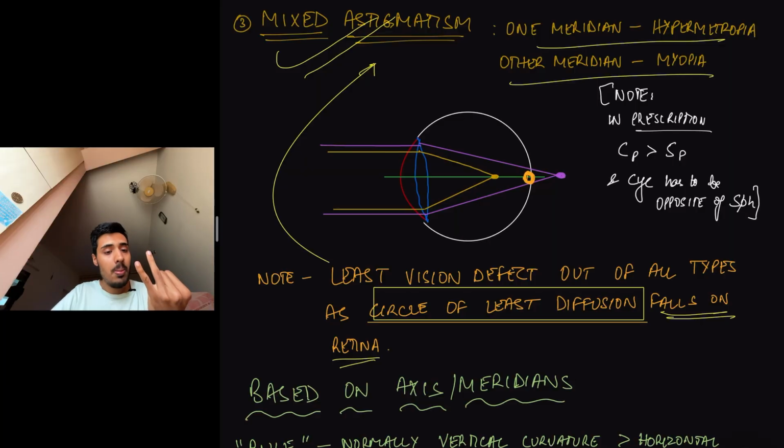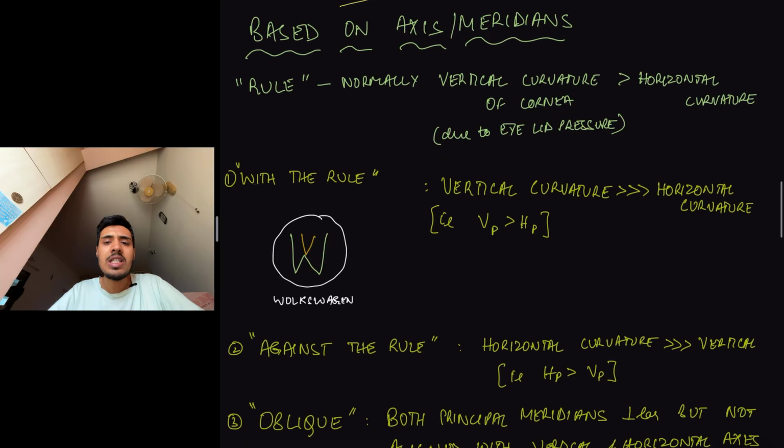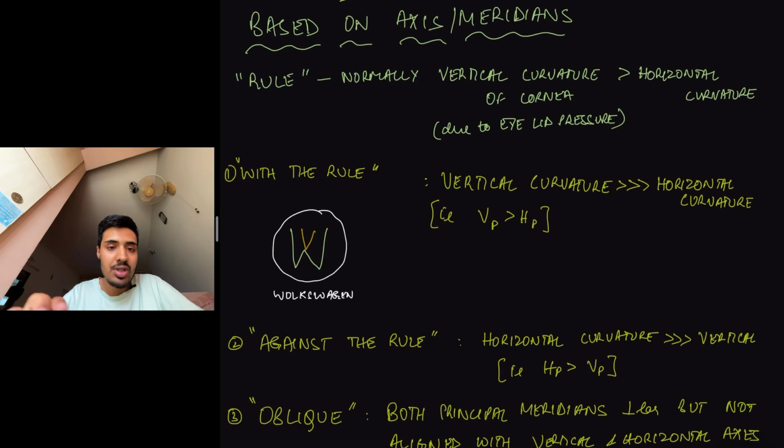Unequal degree: compound myopic astigmatism, compound hypermetropic astigmatism, and third is mixed astigmatism, where one axis is myopia and the other axis is hypermetropia. Next, coming to the classification based on the axis or based on the meridians.